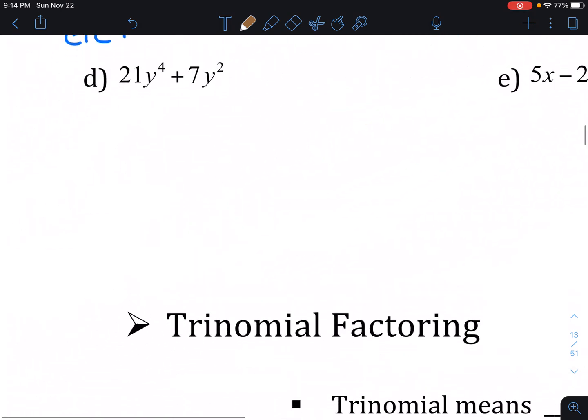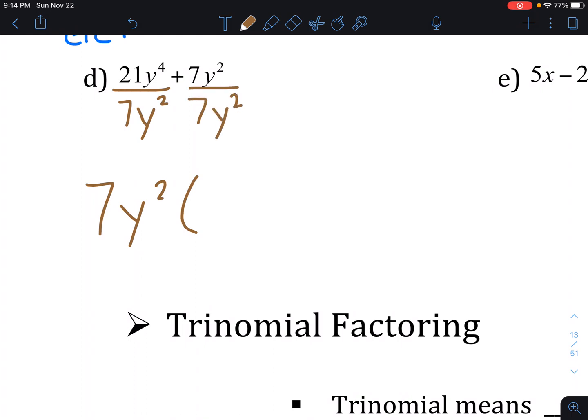Next, letter D. What's the GCF of 21 and 7? That would be 7. Will it get a y? Yes, y to the second, the smallest one. One set of parentheses, divide by your GCF. That would be 3. 21 over 7 is 3. Y to the fourth over y to the second, subtract. And then here, it's the same exact thing, dividing. Anything divided by itself is 1.